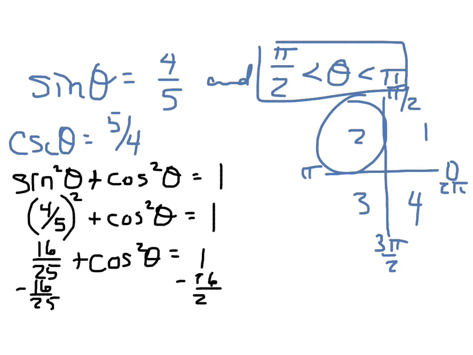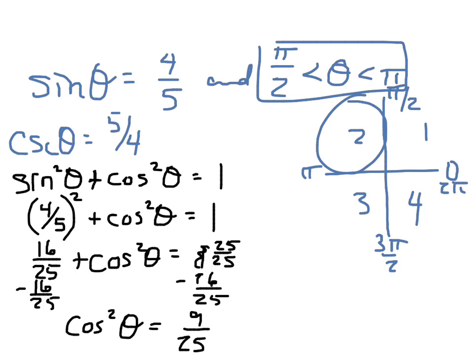Now, when you take 1 minus 16/25, when you're adding and subtracting fractions, you need to get a common denominator. What would a common denominator be between 1 and 25? Right. So this really is 25 over 25, because I would have to multiply it by 25 on both the top and the bottom. So then 25 minus 16 is 9 over 25 equals the cosine squared of theta.